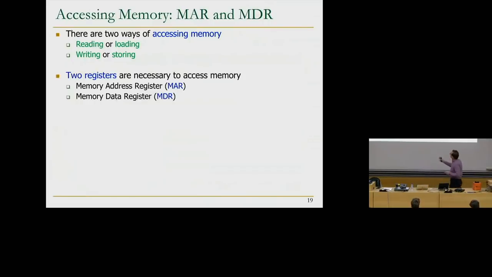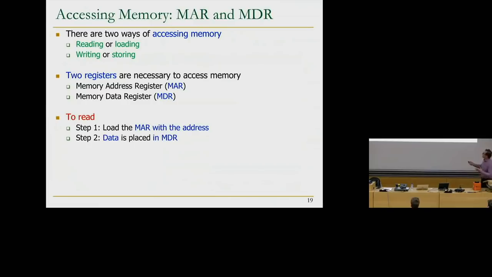Internally, there are two registers that are necessary to access memory. This is good for our understanding, and your book uses this convention. There's a memory address register, and there's a memory data register. In order to read from memory, you put an address into the memory address register, and then wait for a while. When the memory is ready with the data, it puts the data into the memory data register. We will see this many times in this course. So to read, step one is to load the MAR, or memory address register, with the address. And the memory magically responds with the data and places the data into the MDR, memory data register. And you can read it from there.